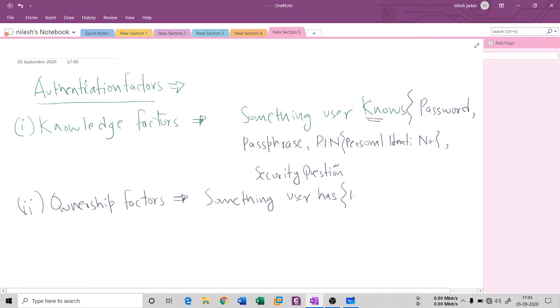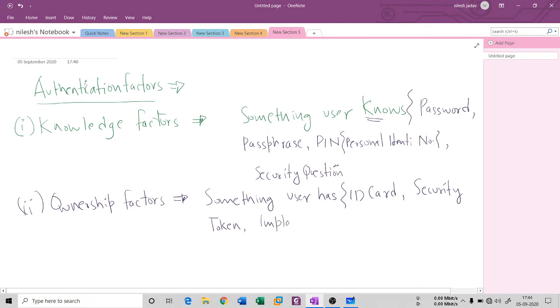So what could be the thing? There could be an ID card, which is physical. Maybe a security token. So what could be a security token? Whenever you go to a bar or party, you get a token from the main reception area. You get a token to enter into the bar or the party. It's a temporary thing, a temporary token that you're getting. So security token.